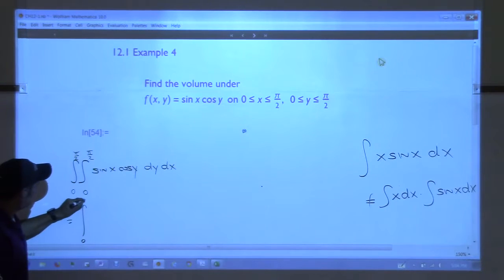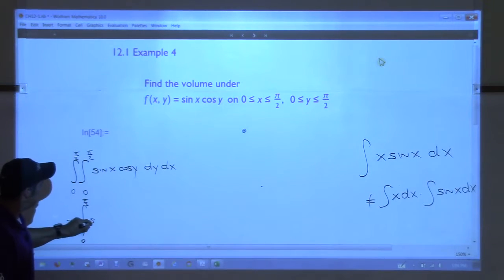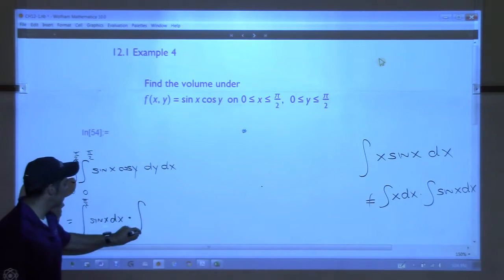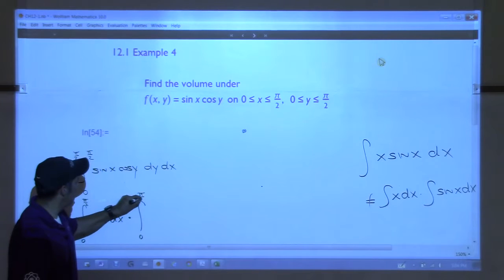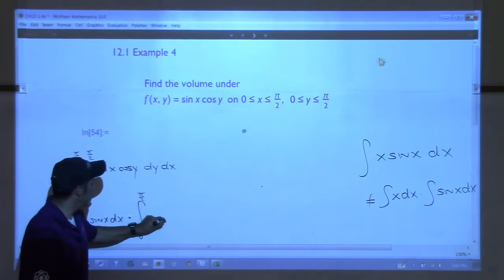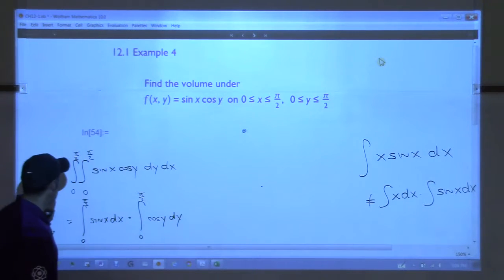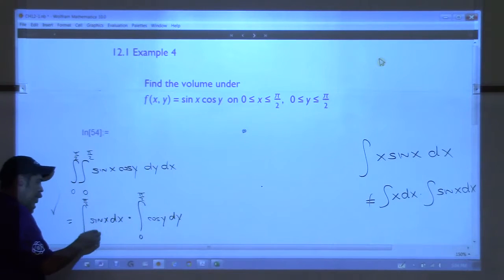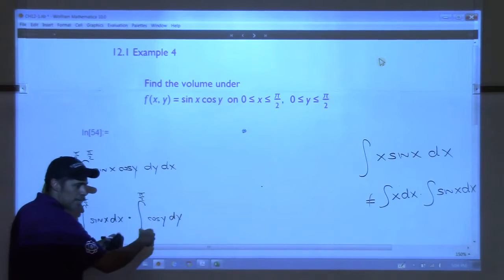I can go integral from 0 to pi over 2 of sine x dx times integral from 0 to pi over 2 of cosine y dy. This is valid. All right? That's valid. So we just do that, figure out what that is, do that, figure out what that is, multiply the answers, we're done.